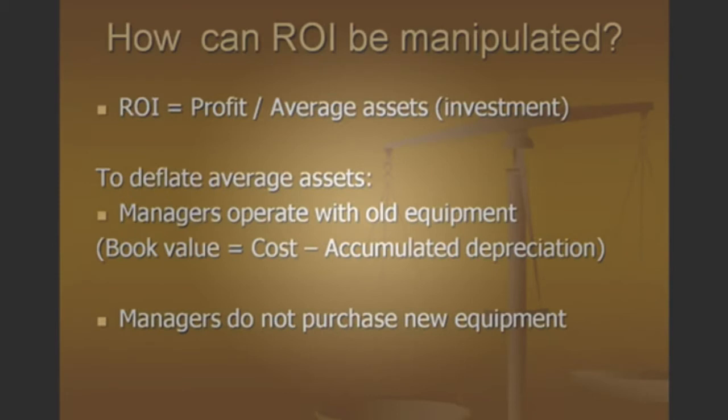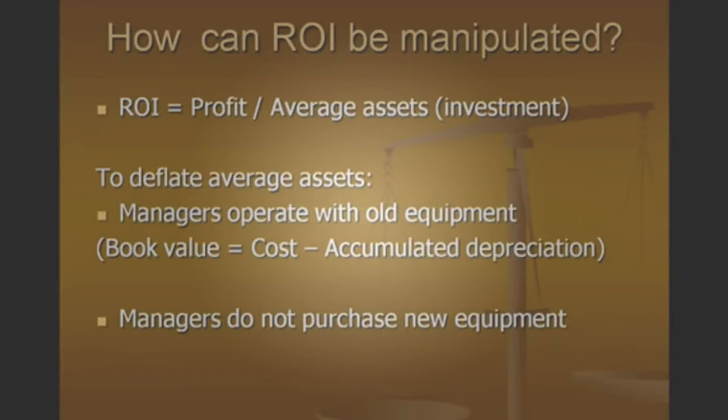We did this before. Book value equals the cost minus accumulated depreciation. The average assets, which is the denominator of the ROI formula, is valued using book value. So the older the equipment, the higher the accumulated depreciation, which means the lower the book value. So the lower the book value, the lower the denominator of the ratio, which means ROI increases. So ROI goes up.